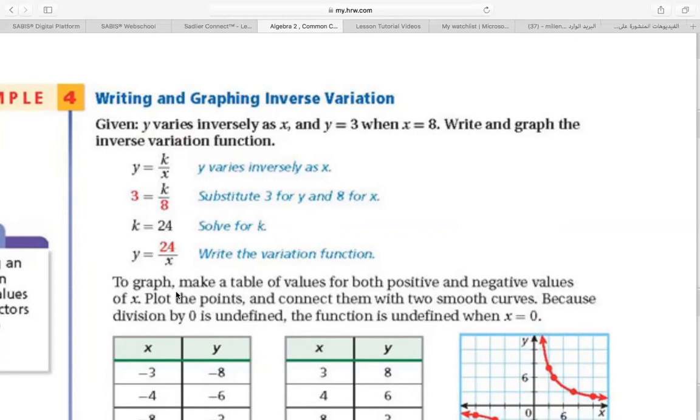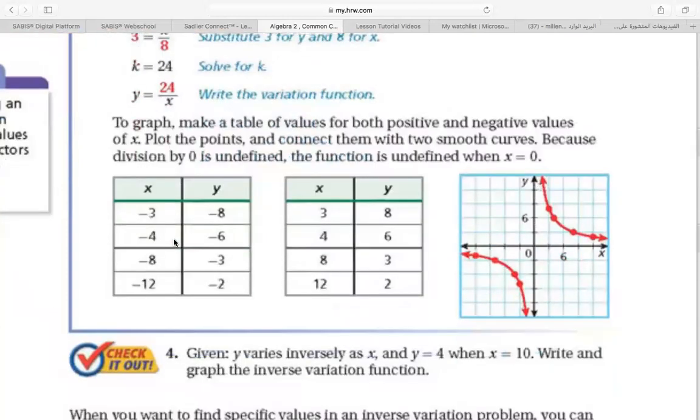So what are the steps that I'm going to follow? I want to get the value of k so I can write the function correctly. How am I going to get the value of k? I will substitute the value of y and the value of x, which are given here. So y is equal to 3, x is equal to 8. So now I can get the value of k. K is 3 multiplied by 8, which is 24.